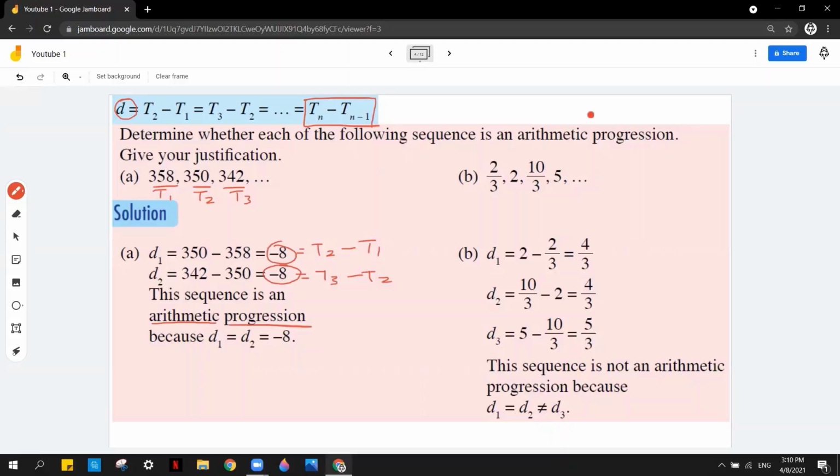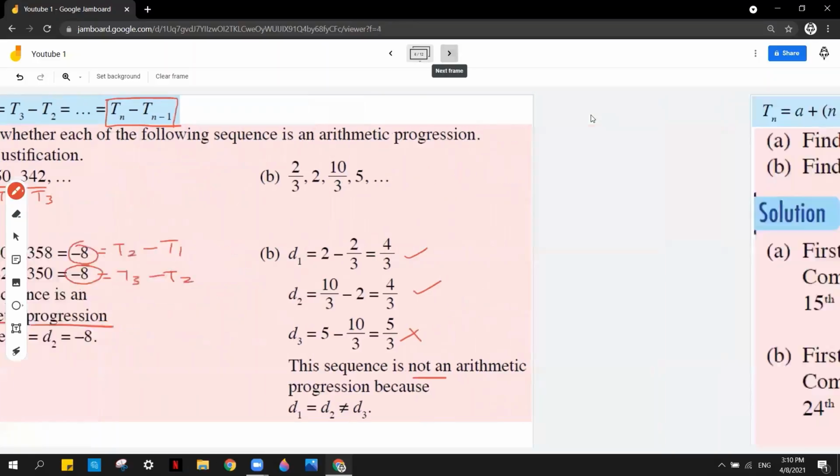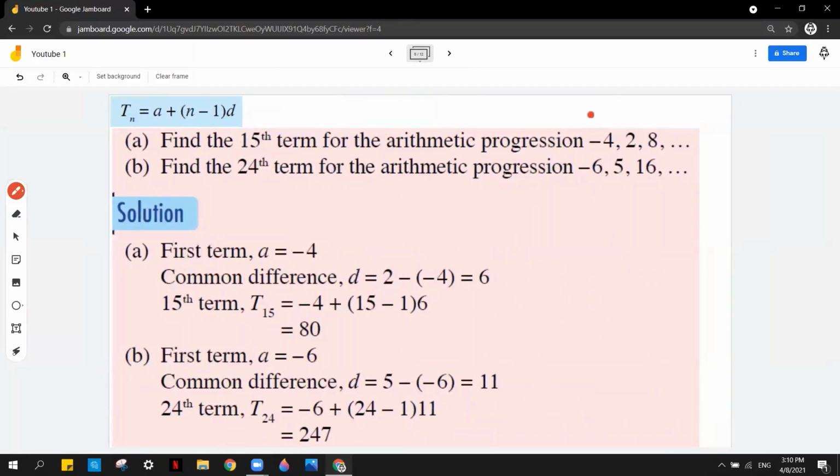Whereas if you see in this sequence here, the common difference is not the same. This and this are the same, but this is not. Hence, it's proven that it's not an arithmetic progression. So it always needs to be the same. Anyway, let's proceed. Now this is the star of the show. This is where arithmetic progression comes into play.